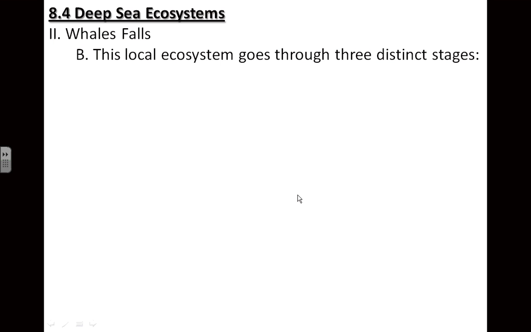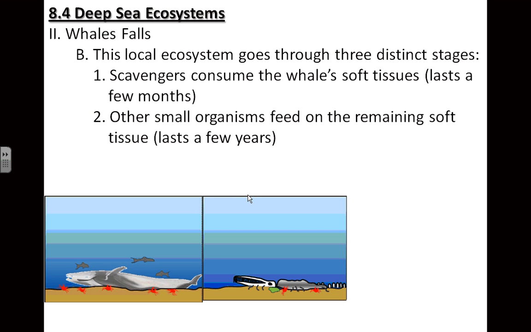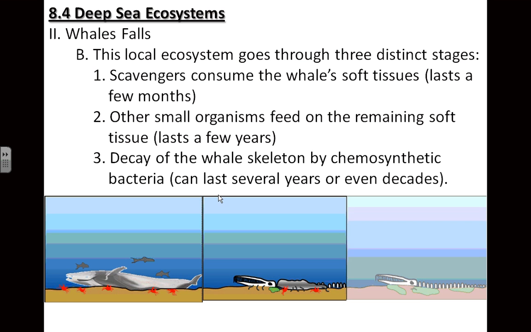Now, whale falls go through 3 distinct stages. The first stage, which lasts a few months, is the decay of the soft tissue. And this is where you'll see scavengers like hagfish and sharks come in and eat the flesh off of the bone. Now, within a few years, all the remaining soft tissue is eaten away by smaller organisms, worms and crabs and such. And what can last even decades is the decay of the whale skeleton itself. And they've been finding a lot of chemosynthetic bacteria on the decaying skeleton, which again helps to promote a temporary ecosystem. So when we say this is temporary, it can last up to 10 or 20 years in length.